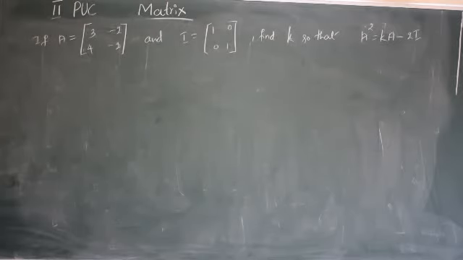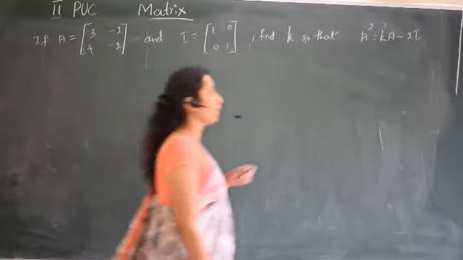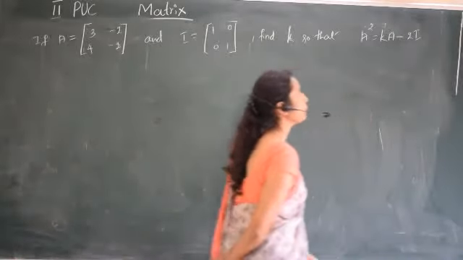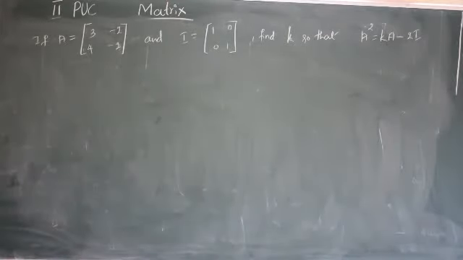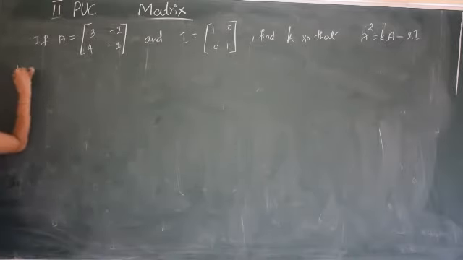So first, we have one equality: A square is equal to k into A minus 2I. First calculate A square, then k is a constant, k into the given matrix A, then 2 into I, the identity matrix. Then find the left hand side and right hand side separately, then equate. We have studied equality of matrices, so equate the two matrices and simplify. First we have to calculate A square.